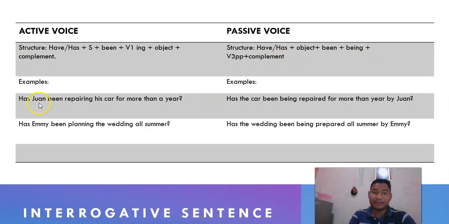Example: in active voice, has Juan been repairing his car for more than a year? Has the car been being repaired for more than a year by Juan? Okay. Has Emma been preparing the wedding all summer? Has the wedding been prepared all summer by Emma?